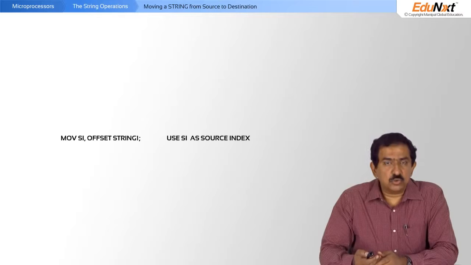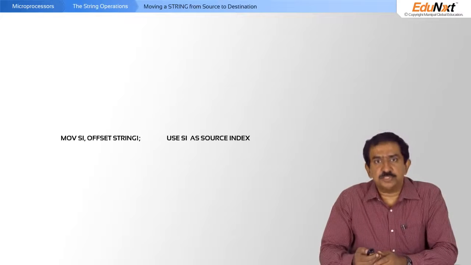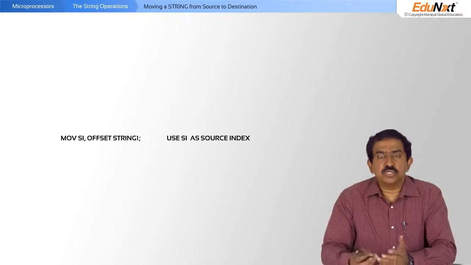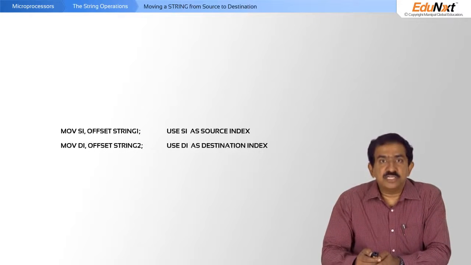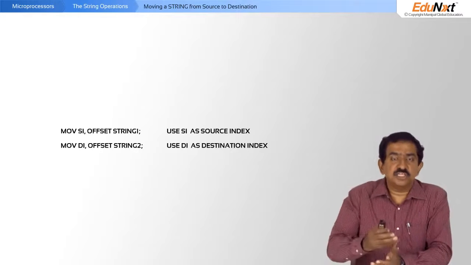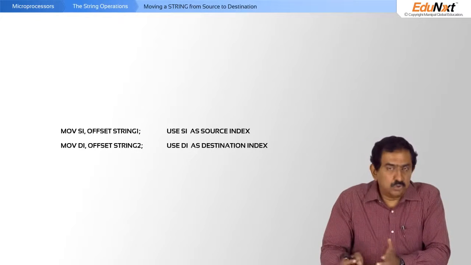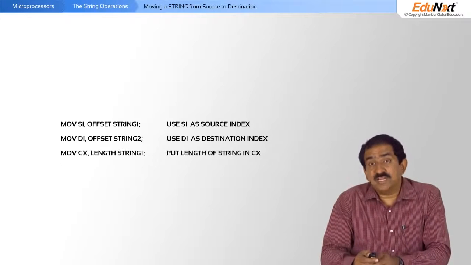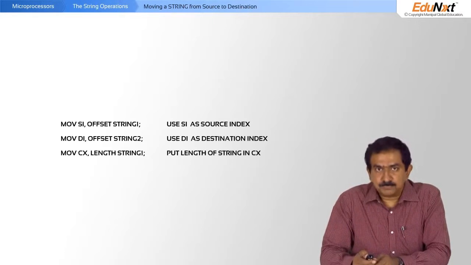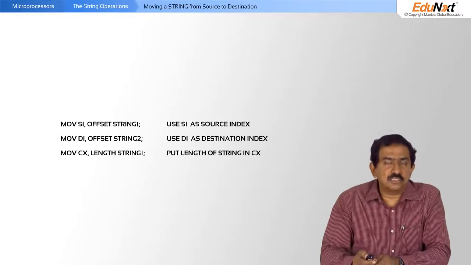First of all, you would have to move into the source index, the SI register, the source location or the value from which the move must happen. Into the destination index, the DI, you would have to move the destination index values. I'm assuming that the DS and ES registers are already initialized. You would have to move the length of the string into CX, and then you actually start the move operation.